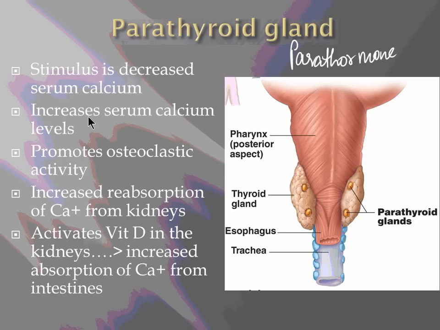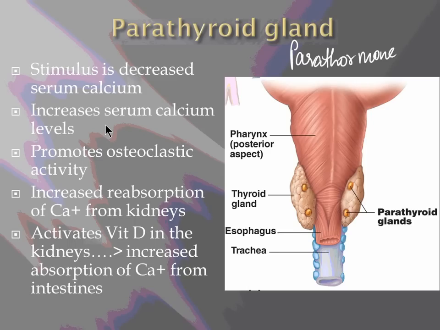So their function is to increase serum calcium. Therefore, the stimulus will be when serum calcium is low. Naturally, because you want to bring about the function of the gland, its stimulus has to be something opposite to what its function is, only then it will come about, right? So when serum calcium levels are low, parathormone is secreted, whose function is to increase serum calcium.